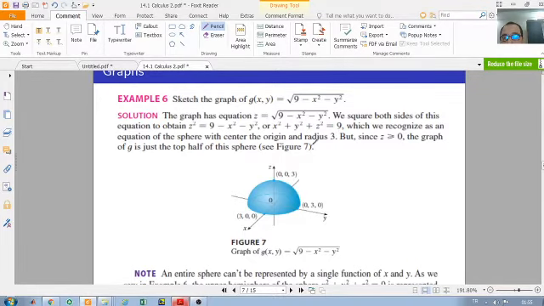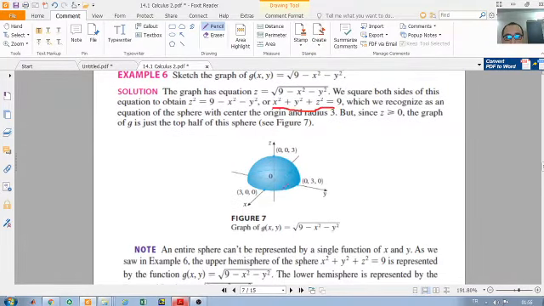9, which we recognize as an equation of the sphere with center the origin and radius 3. This is actually a simple sphere with radius 3. But when we look carefully at the definition of the function, you see we have always non-negative values, which means we don't take the negative side of the sphere. Therefore, we take the semisphere with the positive side, since z is bigger than or equal to 0. So the graph of g is just the top half of this sphere. This is the semisphere with the positive side, because of the definition.